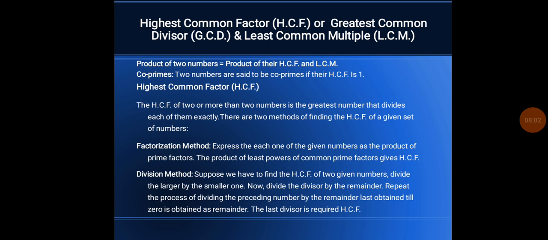So to find the HCF of two given numbers, we divide the larger number by the smaller number, then divide the divisor by the remainder, and repeat the process till we get a remainder of 0. The last divisor is the required HCF. So these are the two methods for finding HCF.